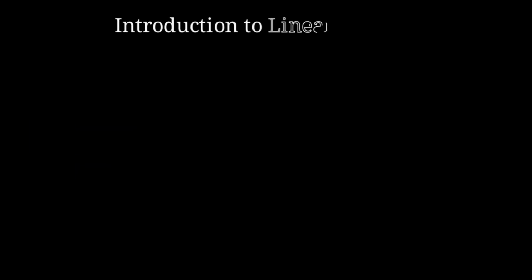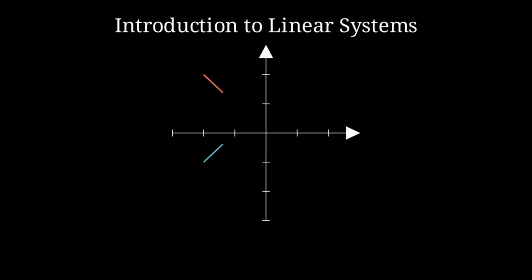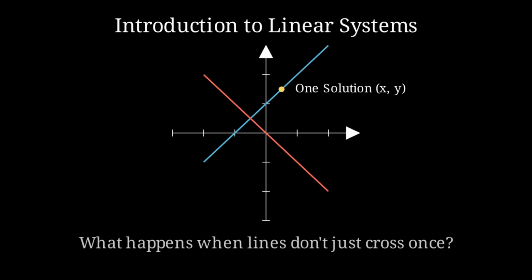In algebra, we often look for the single point where two lines meet. This represents a unique solution. However, linear systems can behave differently depending on the relationship between the equations. Today, we explore the fascinating case of infinite solutions.